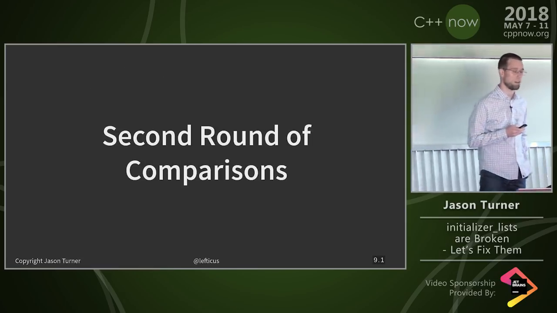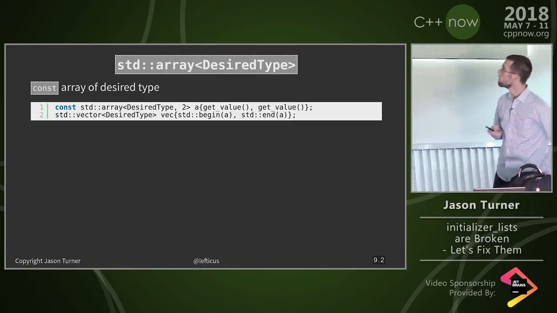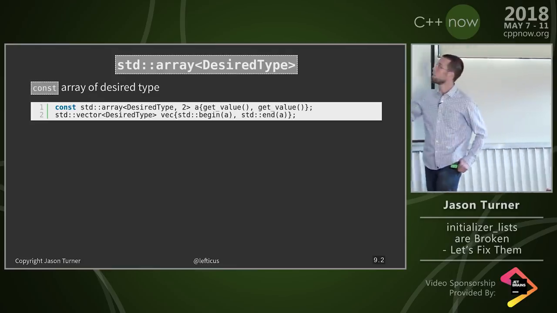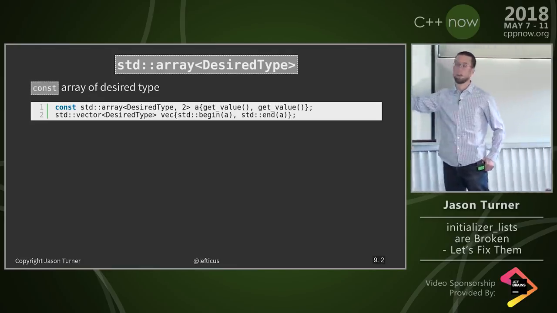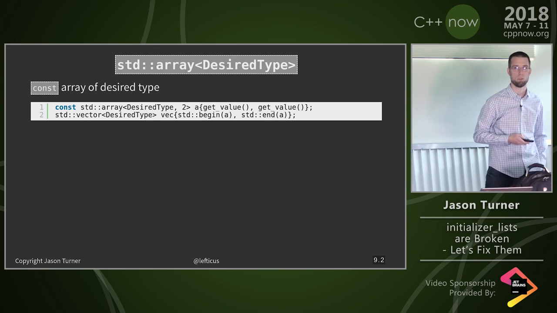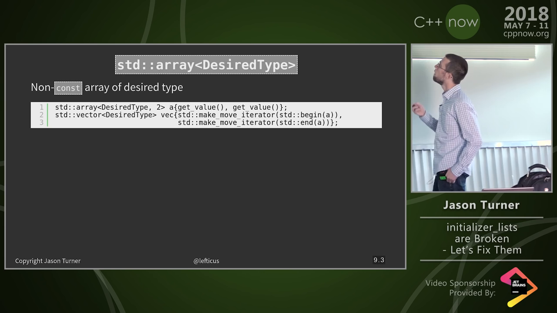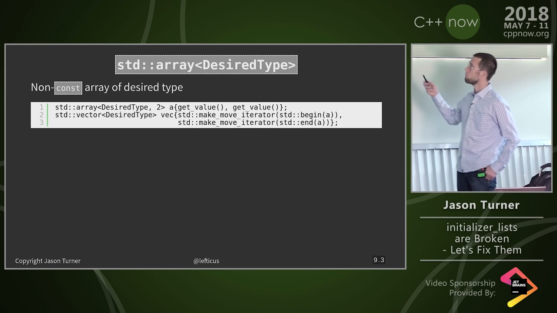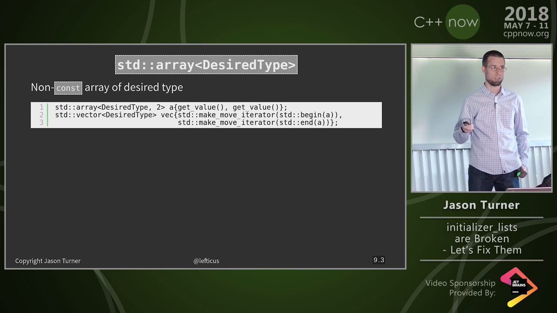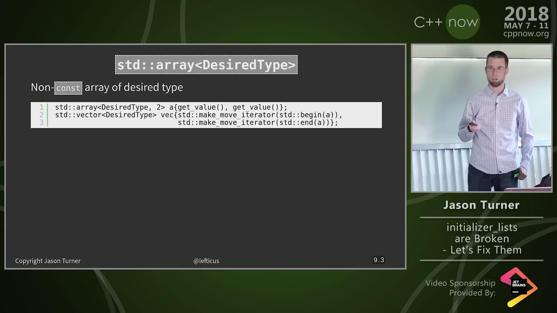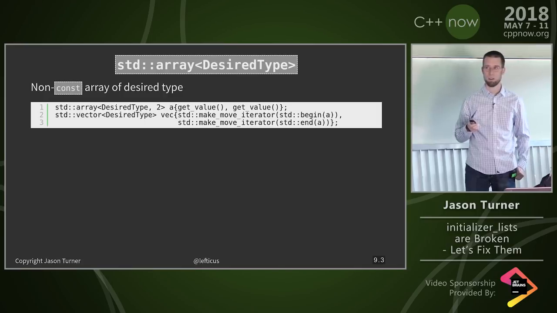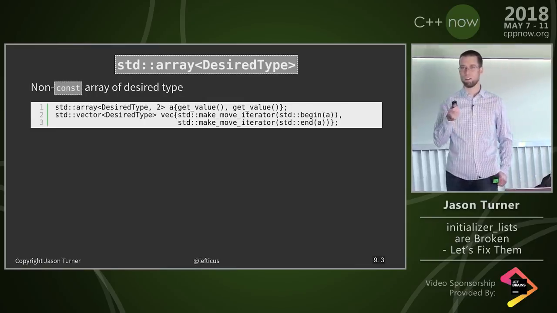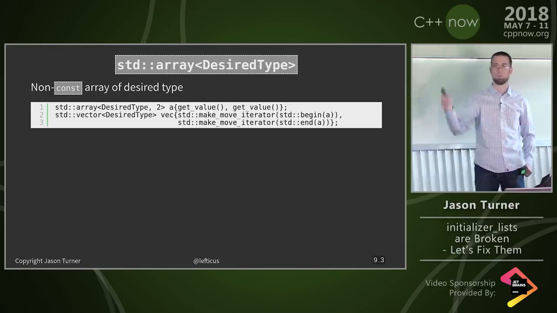Which leads me to my next round of comparisons. I have added also another test. That is my const array of the actual expected desired type, not the type returned from the generator. And I have my non-const array of the desired type. So now do we agree that these should match the performance of the initializer list or better it? No, maybe? Hopefully. Ben is thinking. I'm going to wait until I see him stop thinking.